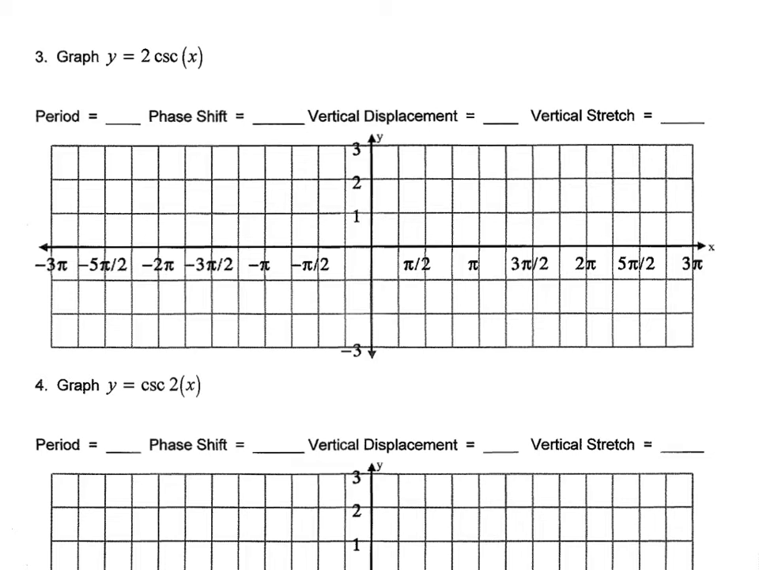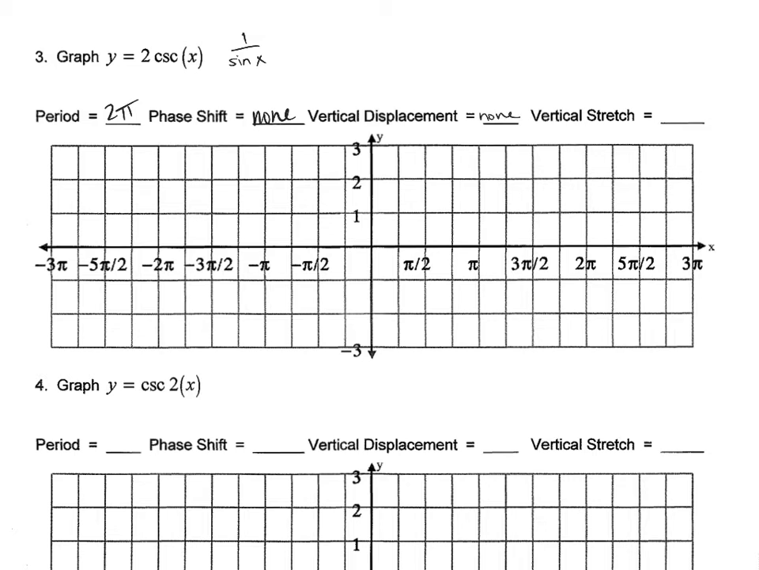Now we're going to go through our transformations. In number 3, we're graphing y equals 2 times the cosecant of x. I know it helps me if I always put that cosecant is 1 over the sine of x, so I can remember whether I'm using sine or cosine to create my asymptotes. Before we start, we're going to figure out our period. There is no b value, so our period is 2 pi. There is no phase shift because nothing is added or subtracted inside the function. There is nothing added at the end, so there is no vertical displacement.